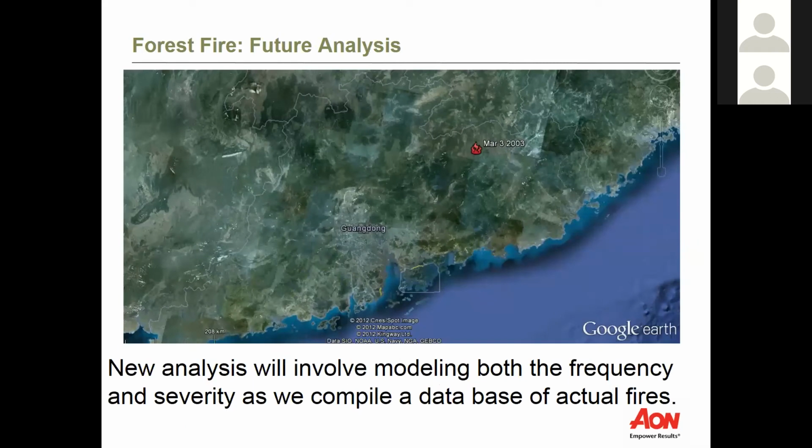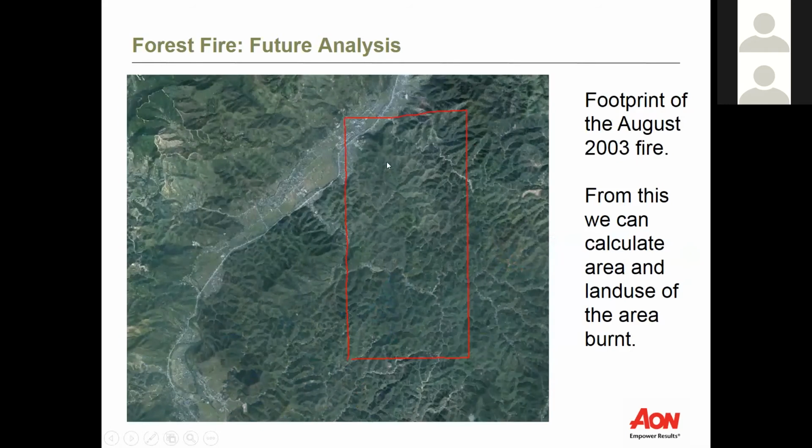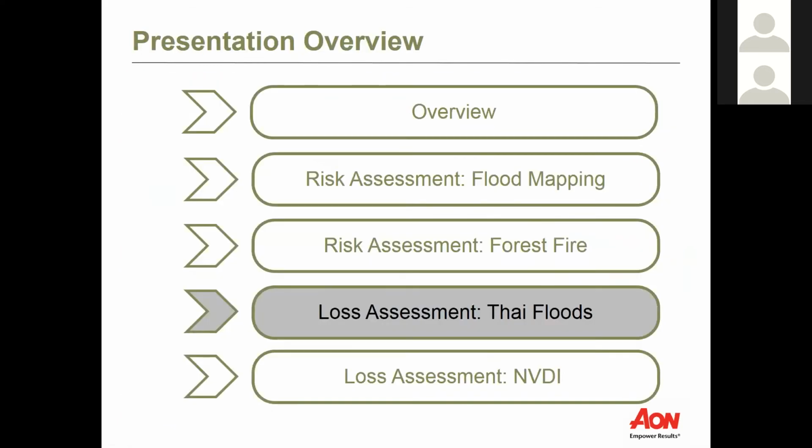In the future, what we plan to do is start modelling both the frequency and the severity. So then we're going to get a database of actual fires. This is just a picture of a fire point that we got from MODIS. And this is the footprint. So this is the area that it burnt. We can calculate in here how much forest was burnt. And for that, we can start building up a nice database of severity and frequency, which is a much better way of analysing the risk.